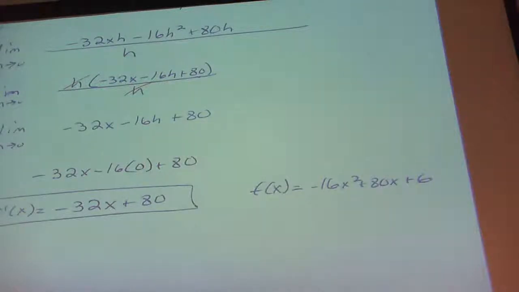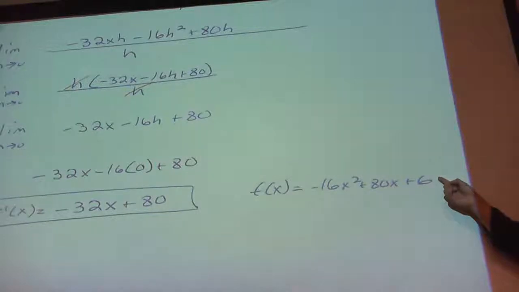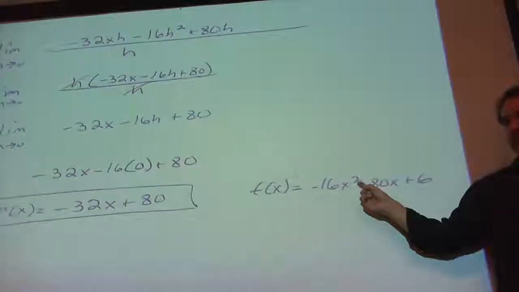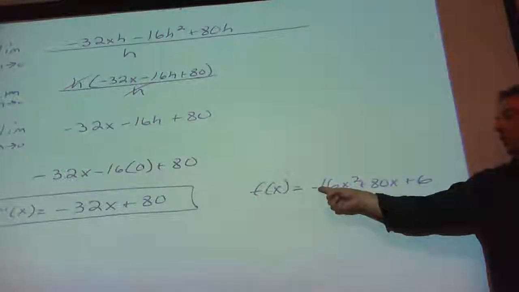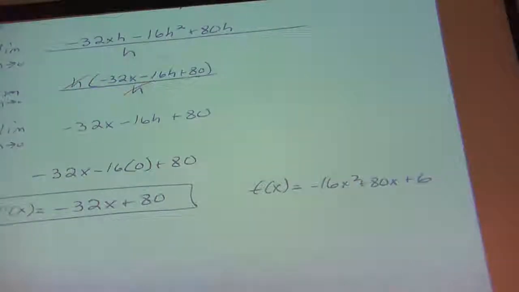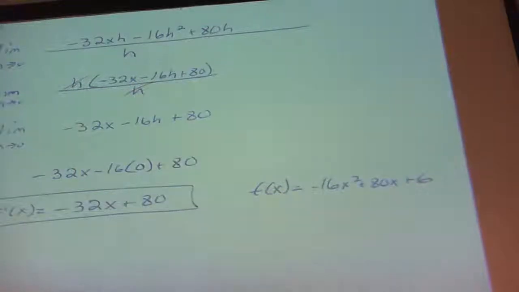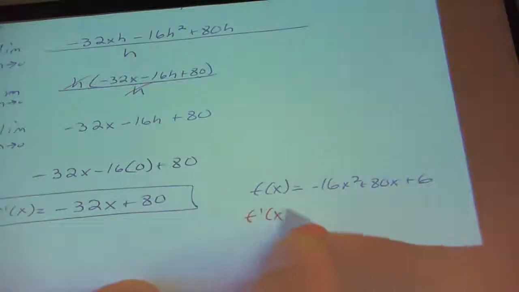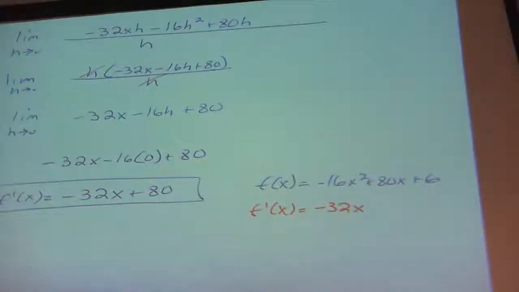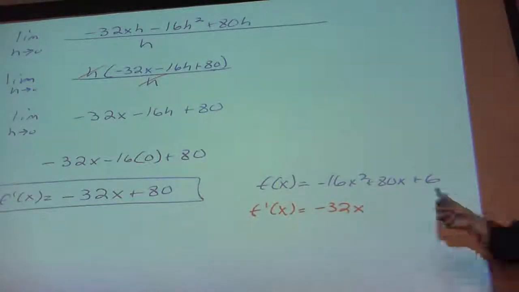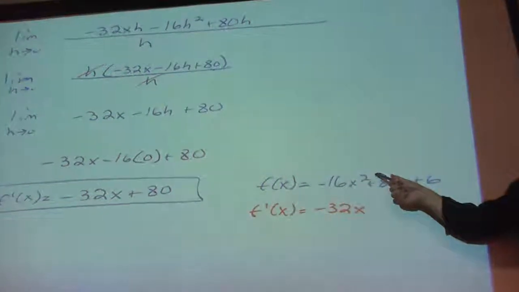So because of all that work, I can now show you a quick shortcut. Ready? Here's the original. The exponent goes to the front. What's negative 16 times 2? Good. Then you always subtract 1 from the exponent. What's 2 minus 1?